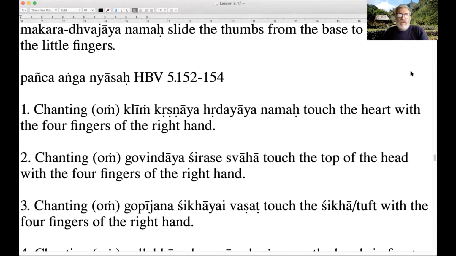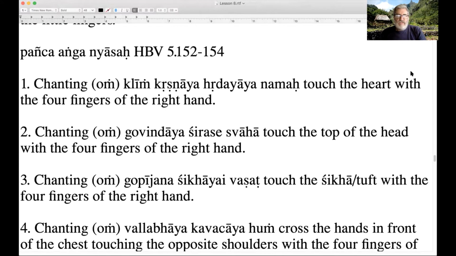Continuing on, we have in Hari Bhakti Vilas 152 to 154, which I believe we went over, right? We have what's called Pancha Anga Nyasaha, so five limbs of the body. And we're going to use the Gopal Mantra for this. So this is the next Nyasa that has to be done. So Om Klim Krishnaya. Remember now, this is dividing up into five parts of the Gopal Mantra. We keep the Klim and the Krishnaya together. When we divide the Gopal Mantra into six parts, we separate Klim from Krishnaya.